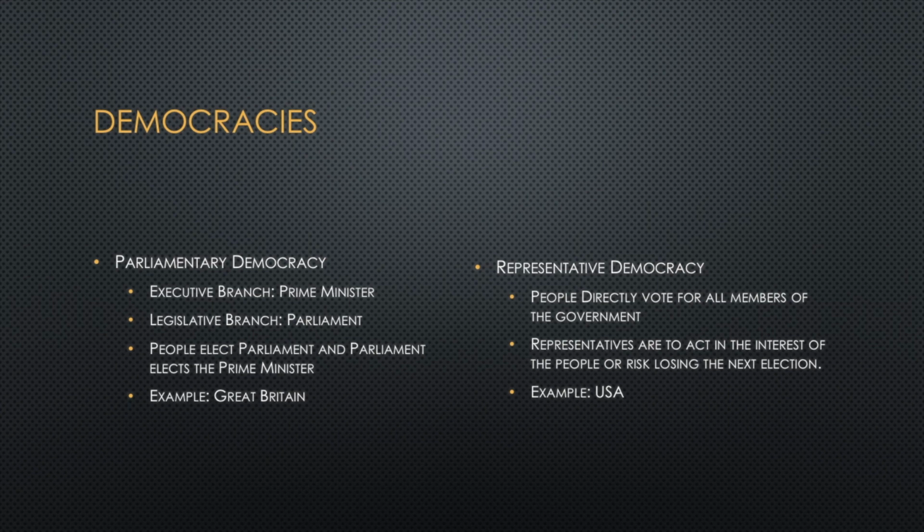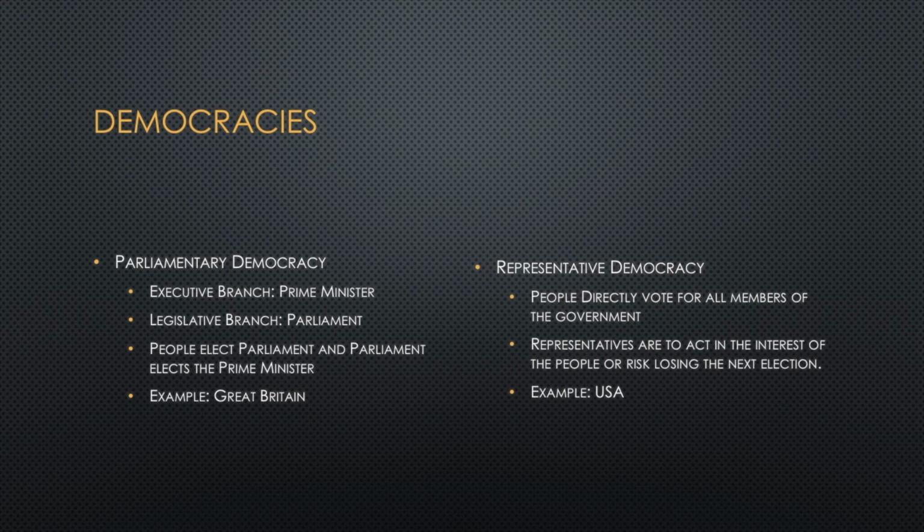Basically, in a parliamentary democracy, people still vote on their officials, but they only vote on the parliament. They elect the parliament, the legislative branch of their government. Then their legislative branch elects their prime minister, president, premier, however they term the main leader of their country. Usually the party that is in power in the parliament will then pick one of their own to become the leader of their country. One of the examples is Great Britain.